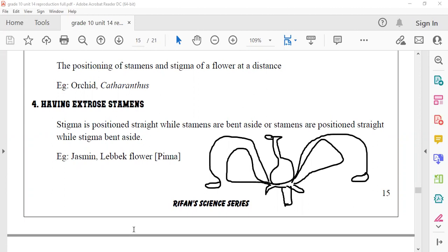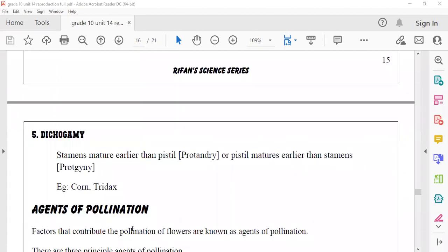And finally, it is dichogamy, that is maturation at different times. When the stamen matures, the pistil will be young in some plants. When the pistil matures, the stamen will be young in some plants. That kind of situation is called dichogamy. Relevant examples are there. I am stopping the discussion at this point.